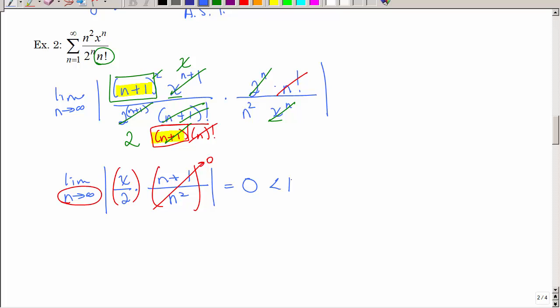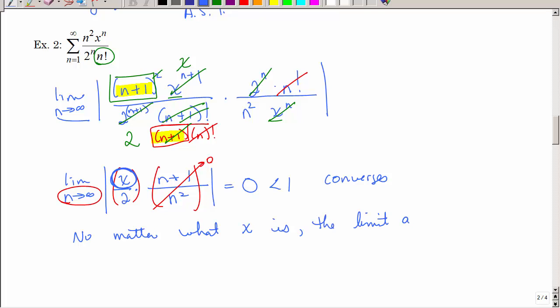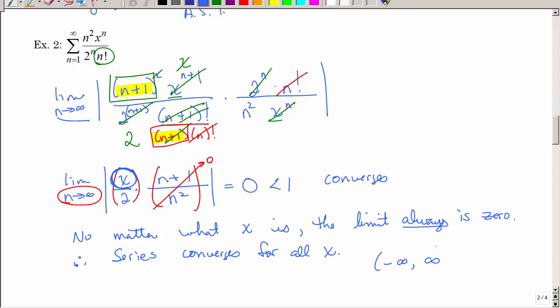Remember, using the ratio test, it converges if this limit of the ratio of the n plus 1 term to the n term is less than 1. It did not matter at all what x equals. So no matter what x is, the limit always is 0. So therefore, the series converges for all x, and so our domain is all real numbers.